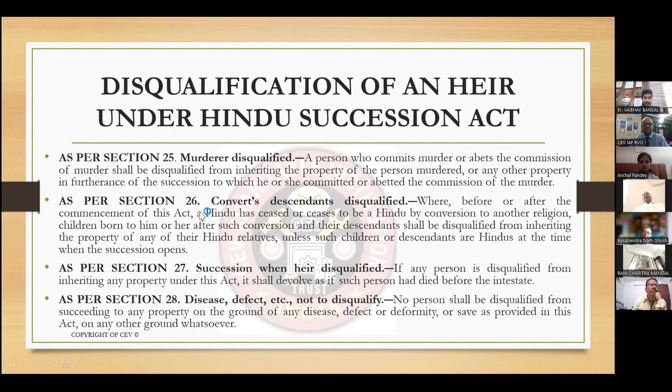Now as per section 26, convert's descendants disqualified. Where before or after the commencement of this act a Hindu has ceased or ceases to be a Hindu by conversion to another religion, children born to him or her after the conversion and their descendants shall be disqualified from inheriting the property of any of their Hindu relatives unless such children or descendants are Hindus at the time when the succession opens.